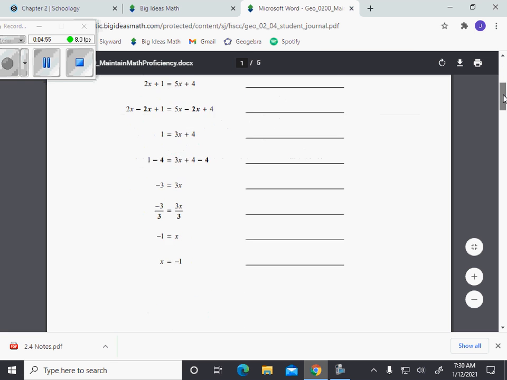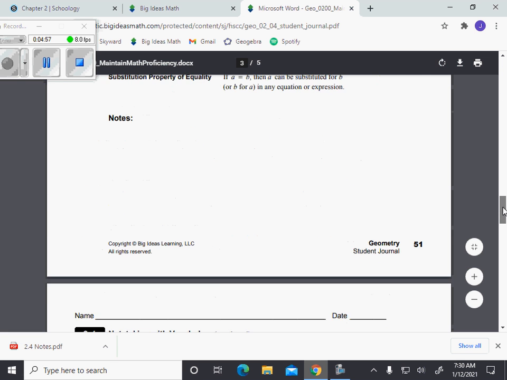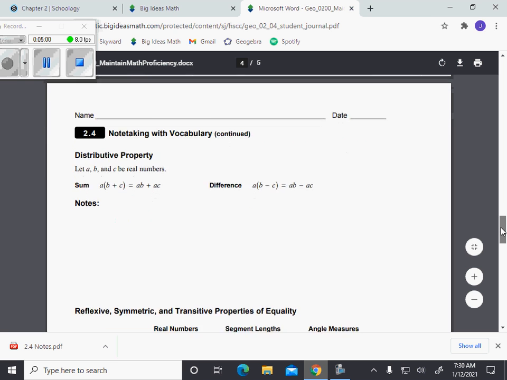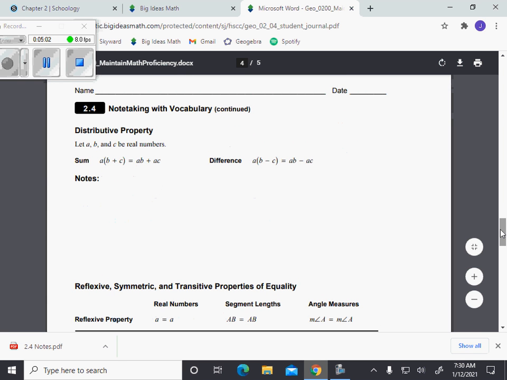Oops. Sorry, I forgot one. Down here, we have the distributive property. You guys know how to distribute things. When we have an A outside the parentheses, we multiply it to everything in the parentheses. So we get A times B plus A times C. You guys know how to distribute.